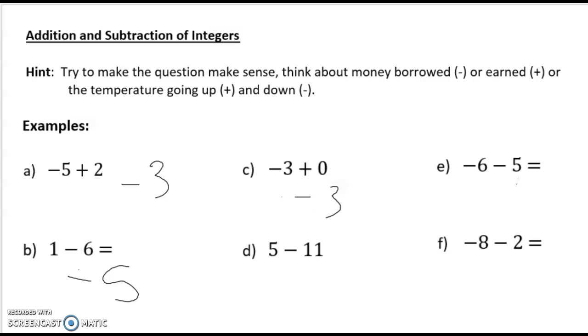D, it's 5 degrees outside, and it's going down 11 degrees, so it means it's going to get colder, so our new temperature is -6. E says it's -6 outside, and it's going to go down 5 more degrees, so our new temperature is -11. And the last one, it's -8 degrees outside, and it's going down 2 more degrees, so our new temperature is -10.